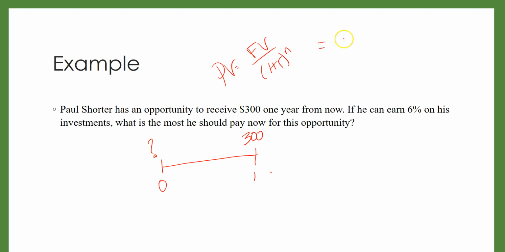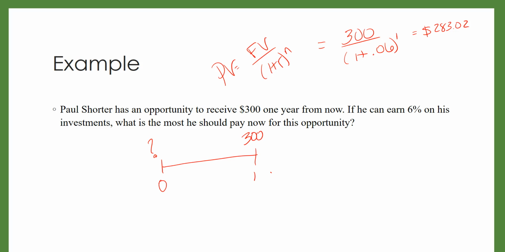So you could use the equation. You could say present value is equal to future value, which is 300, divided by 1 plus the 6% raised to the first power because it's only 1 year. And you would get 283.02.